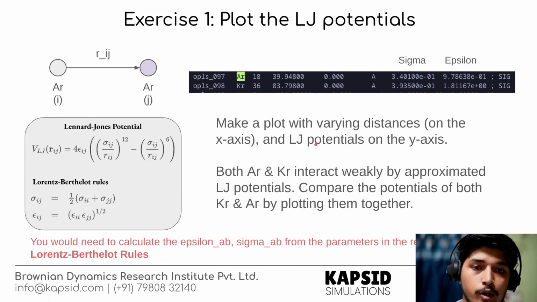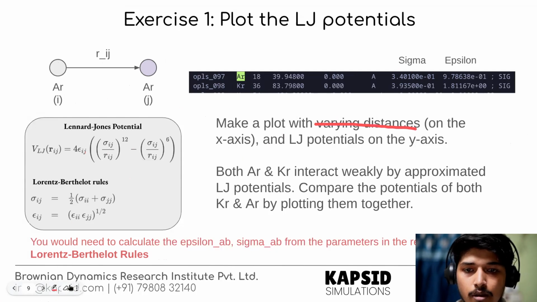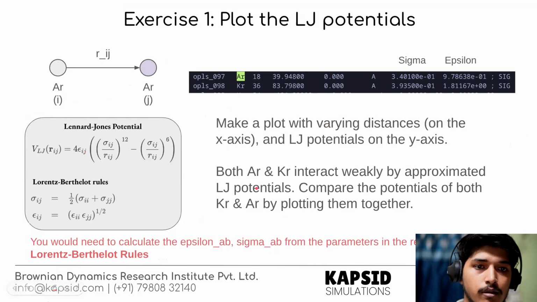So it's going to be pretty exciting. On the x-axis you have to plot the distance, varying distances, and on the y-axis you have to put the potentials, and lastly you are asked to compare. So you have all the information that you need. Here are the sigma values for argon, this is the sigma value for krypton, and the same goes for the epsilon values. So you now have everything you need.